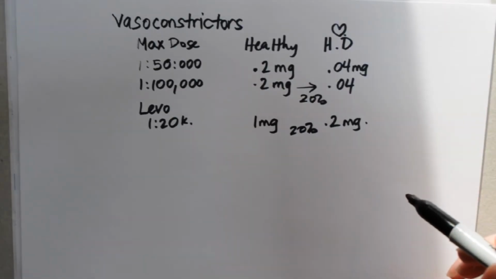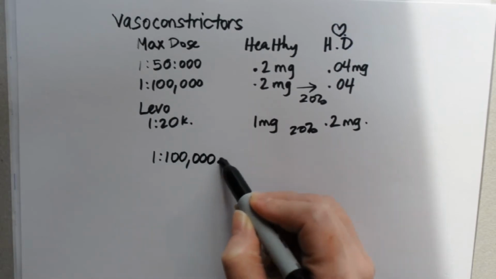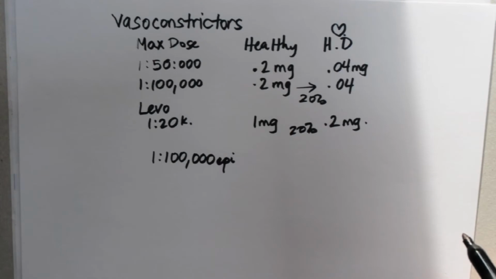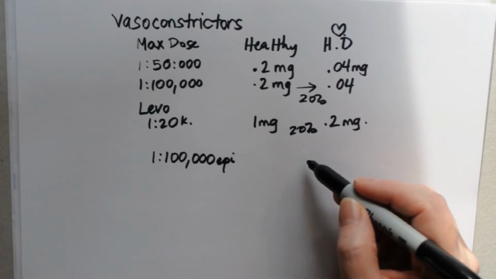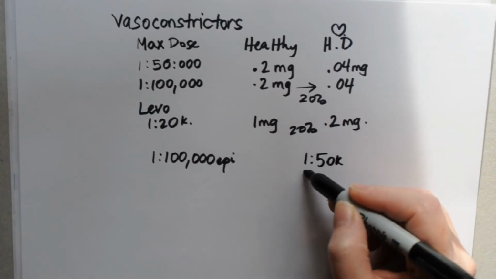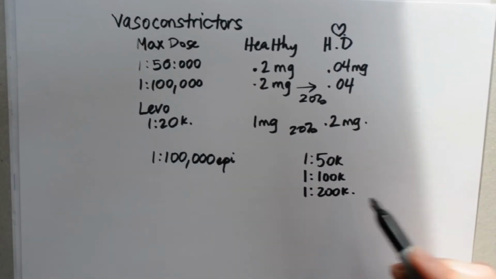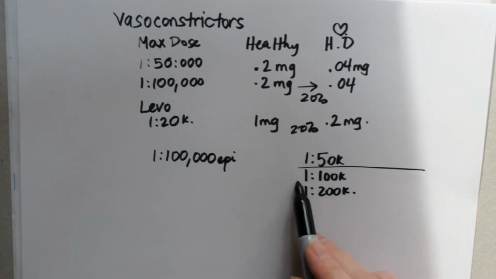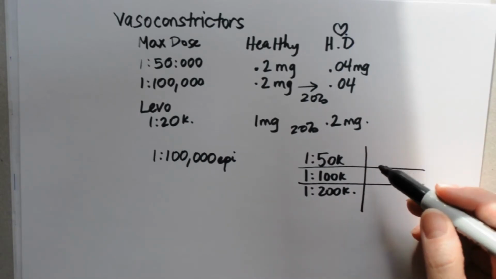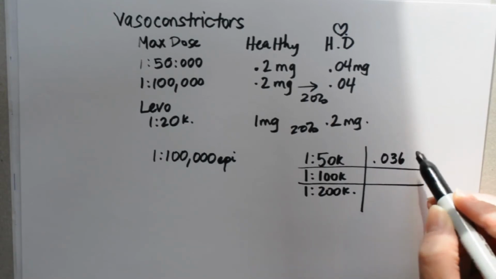So the next question we need to know then is how much epi is in a carp. So let's start with our most common one, which would be 1 to 100,000 epi. There is a way you can calculate this, but I think the easiest thing to do again is to look at the chart. So let's take a look at our most standard, which again are 1 to 50,000, 1 to 100,000, and 1 to 200,000. And then let's take a look at how many milligrams are in a carp for each of those. And for 1 to 50, it's 0.036 milligrams.